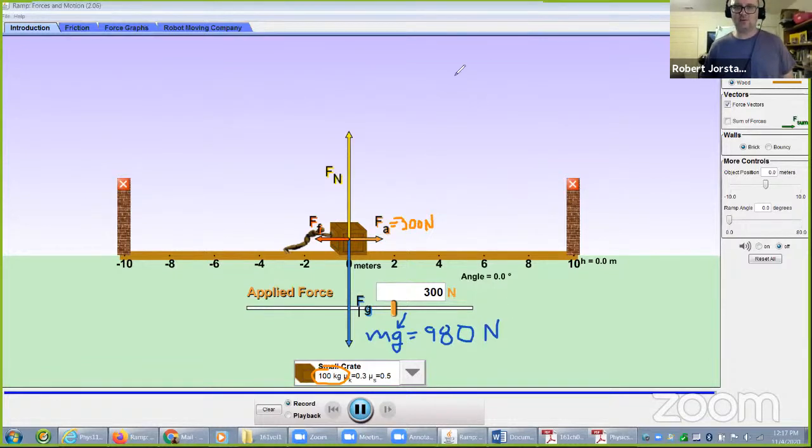Right now, what is the normal force? The normal force should also be 980 newtons, right? Now, what is the acceleration at this instant in time? How much is it accelerating?